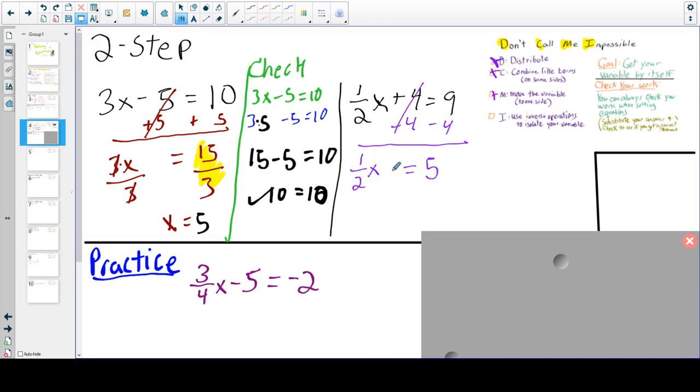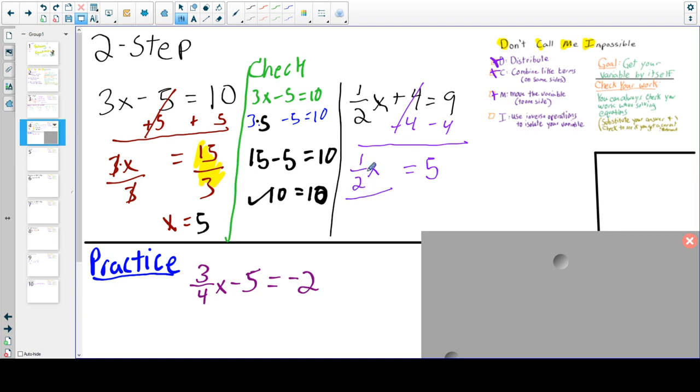Now, a lot of you might get stuck here and say, I don't know what to do next. Well, let's go back to this example. I had 3 times x equals 15. You were saying to yourself, the opposite of multiplying by 3 is divide by 3. And that's how we got our answer. Well, this is 1/2 times x. So what's the opposite of 1/2 times x?